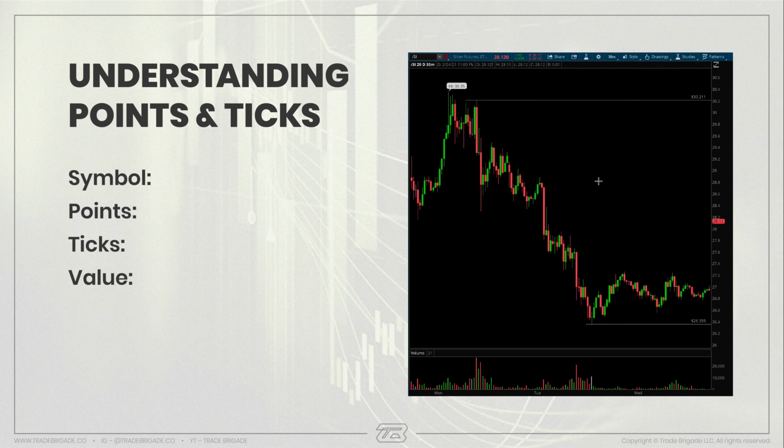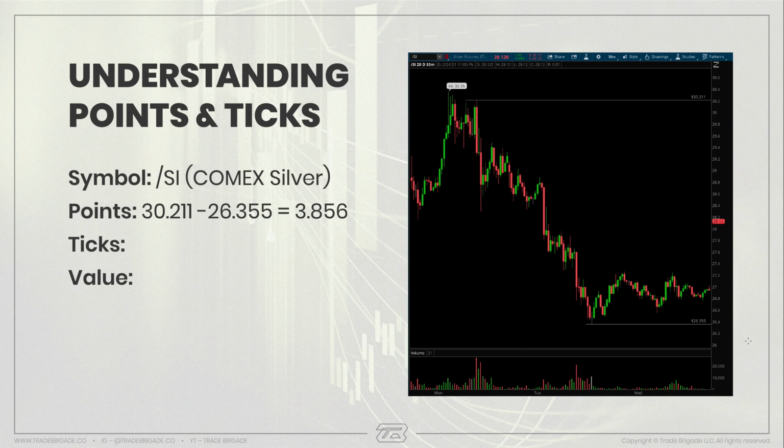Let's go through another example. This one is going to be on silver. Again, how do we know it's silver? If we look up in the top left on this example, we see /SI. So symbol here is definitely silver. How many points have we moved? Well, we know that points are on the left of the decimal point. So over here, we can see we went from 30.211 all the way down to 26.355. Now, if we do the math, again, just make it simple for you, it's 3.856 points.